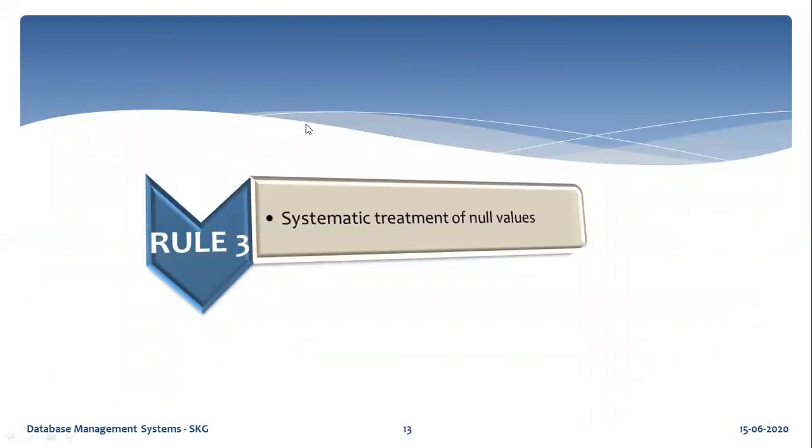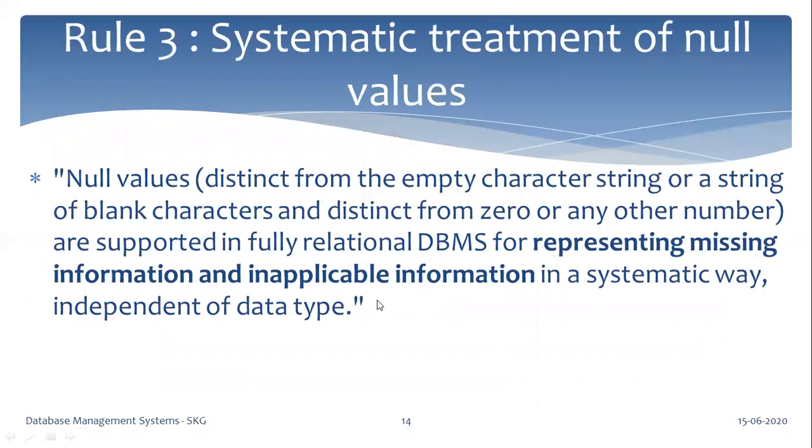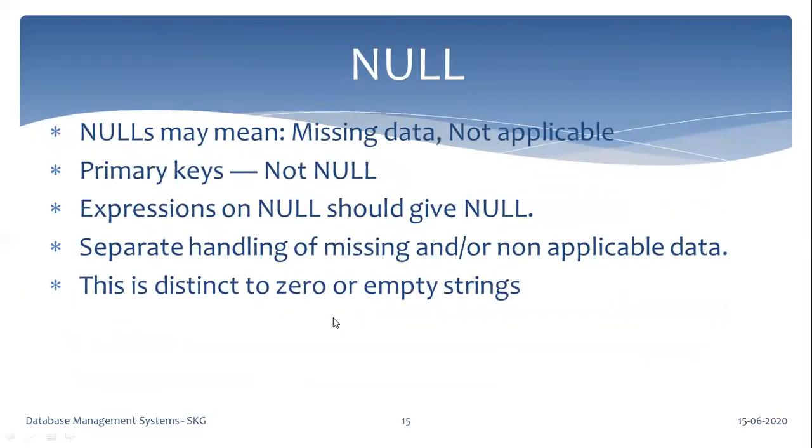Third rule is systematic treatment of null value. Now what is basically null value? That is distinct from an empty character string or a string of blank characters, and distinct from zero or any other number. So it is not a blank string, and it is not zero. It represents missing information or inapplicable information. We have to handle null in a systematic way. So here null means missing data, not applicable.